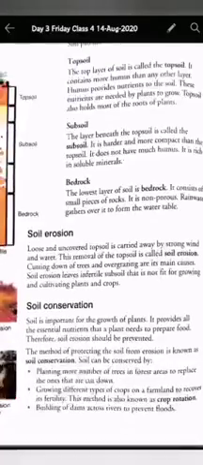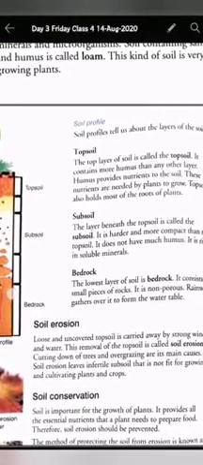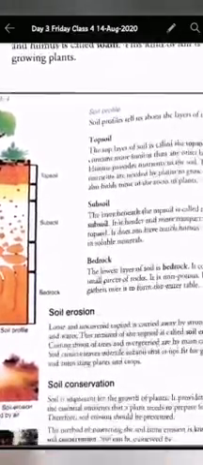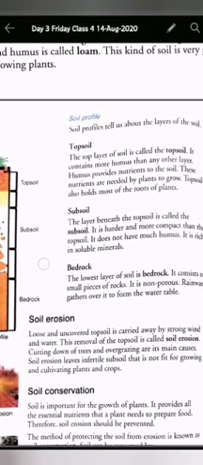Come to page number 42. We are going to learn about the soil profile. In the soil profile we will learn about the layers of the soil. So let us read it. Soil profile tells us about the layers of the soil: the topsoil, the subsoil and the bedrock.